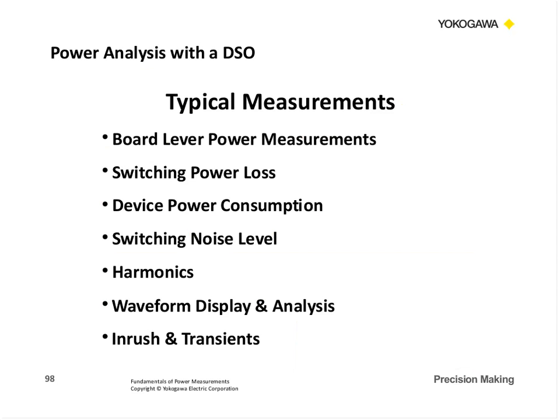Typical power measurements we like to do with our scope are board level, where we can easily probe the board and the components, look at switching losses on components, the actual device power consumption, and noise levels. We can do harmonics with simple FFTs. We've got our waveforms, which is always nice to see. We can look at triggers for inrush and transients. So all these things are positives for using the scope.